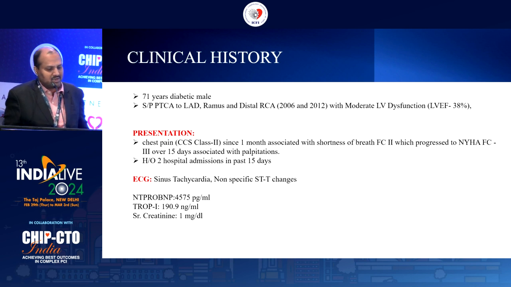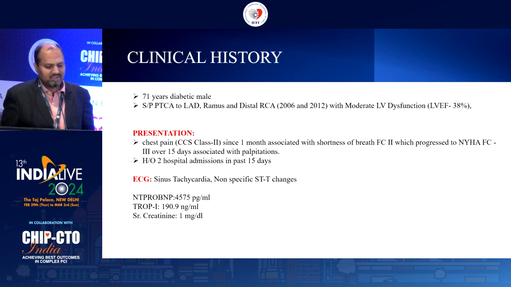So now he presented to our hospital twice. First time when he presented with chest pain associated with breathlessness, which progressed from class 2 to class 3 over 15 days associated with palpitations. He had 2 hospital admissions for heart failure. First time we advised angio, but he did not agree. Second time when we advised, he agreed.